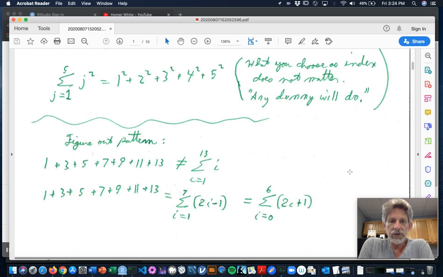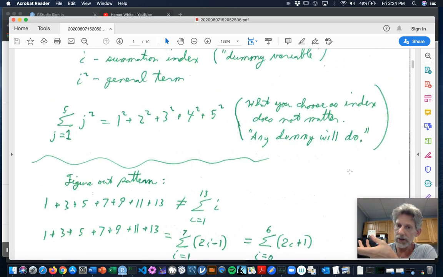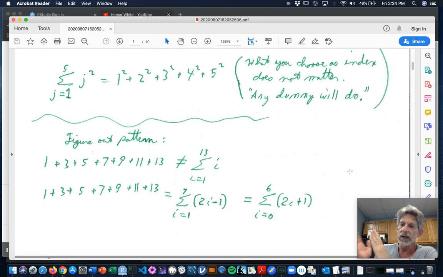So the key to figuring out how to write a long sum compactly with summation notation is to really figure out the pattern, because the pattern's going to give you that general term, and from there you'll usually be able to figure out the starting points and the stopping points on your index variable.